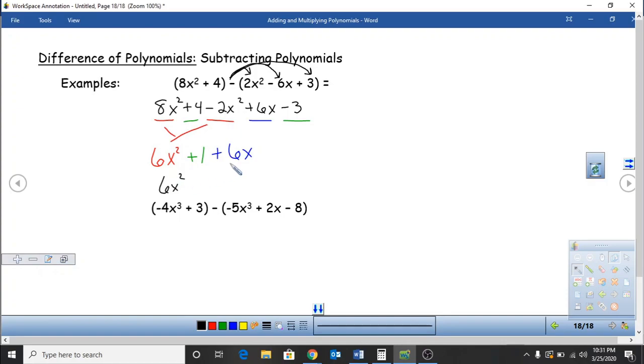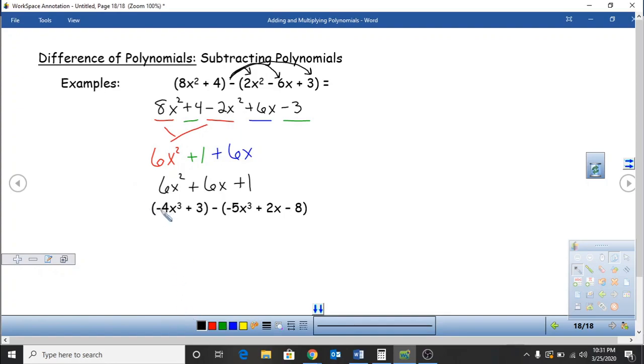The last thing I want to do is rewrite this in order, so I'm going to start with 6x squared. I'm going to move this plus 6x, applying the commutative property, and then I'm going to put plus 1. That'll give me the final answer right here: 6x squared plus 6x plus 1. Why did I subtract the polynomials?